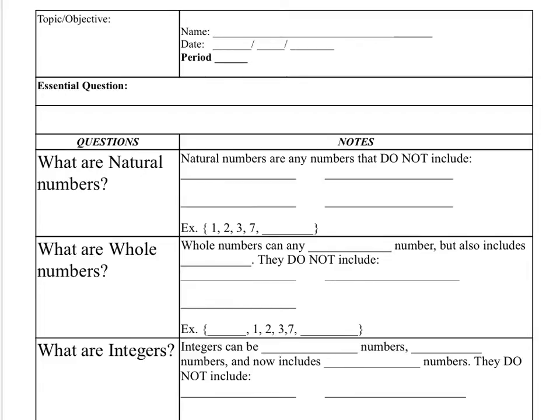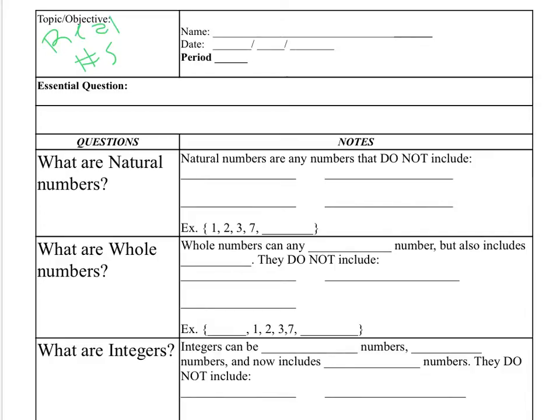On the top left, go ahead and write out what the topic is about, and this topic consists of real numbers. Okay, go ahead and write numbers out. At this time, fill out name, date, and the period that you are in.